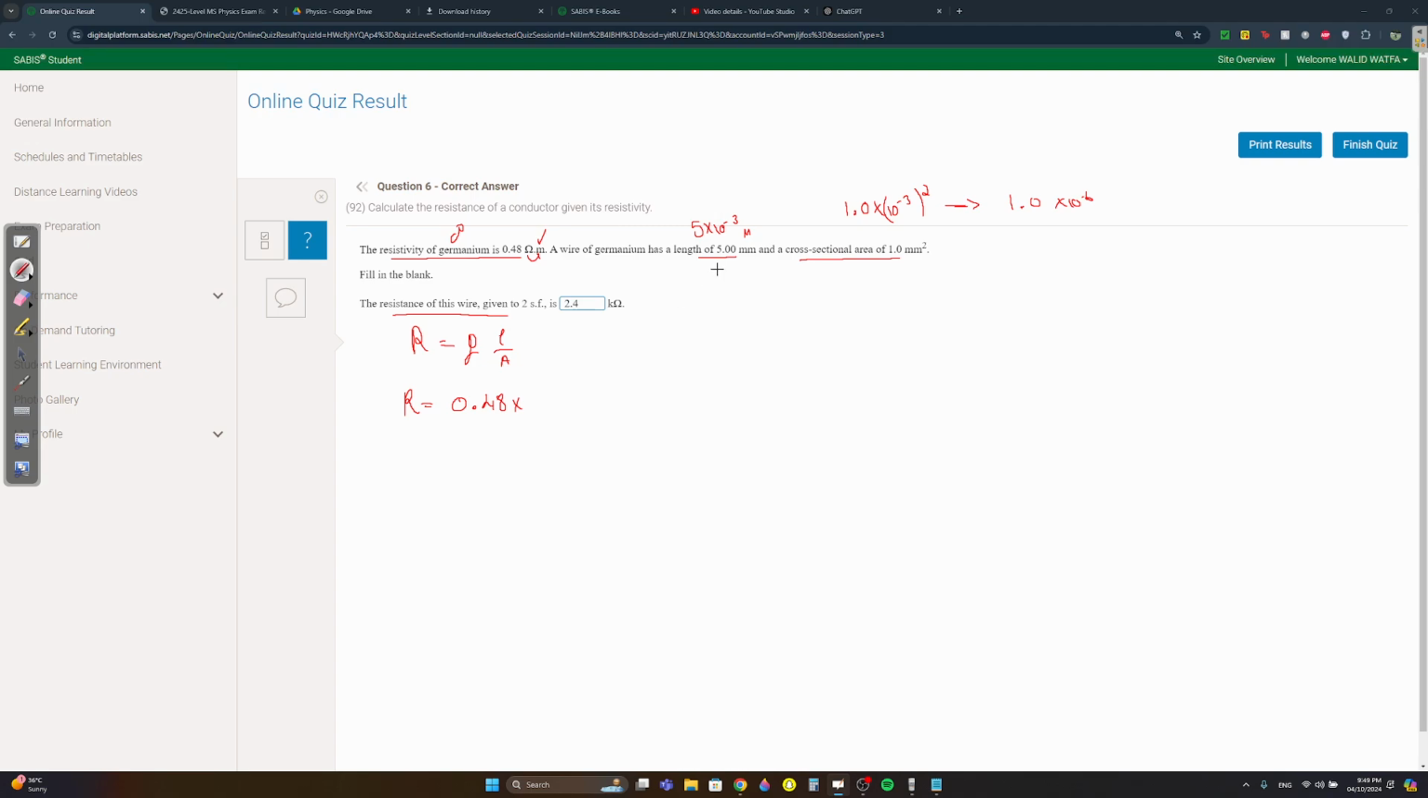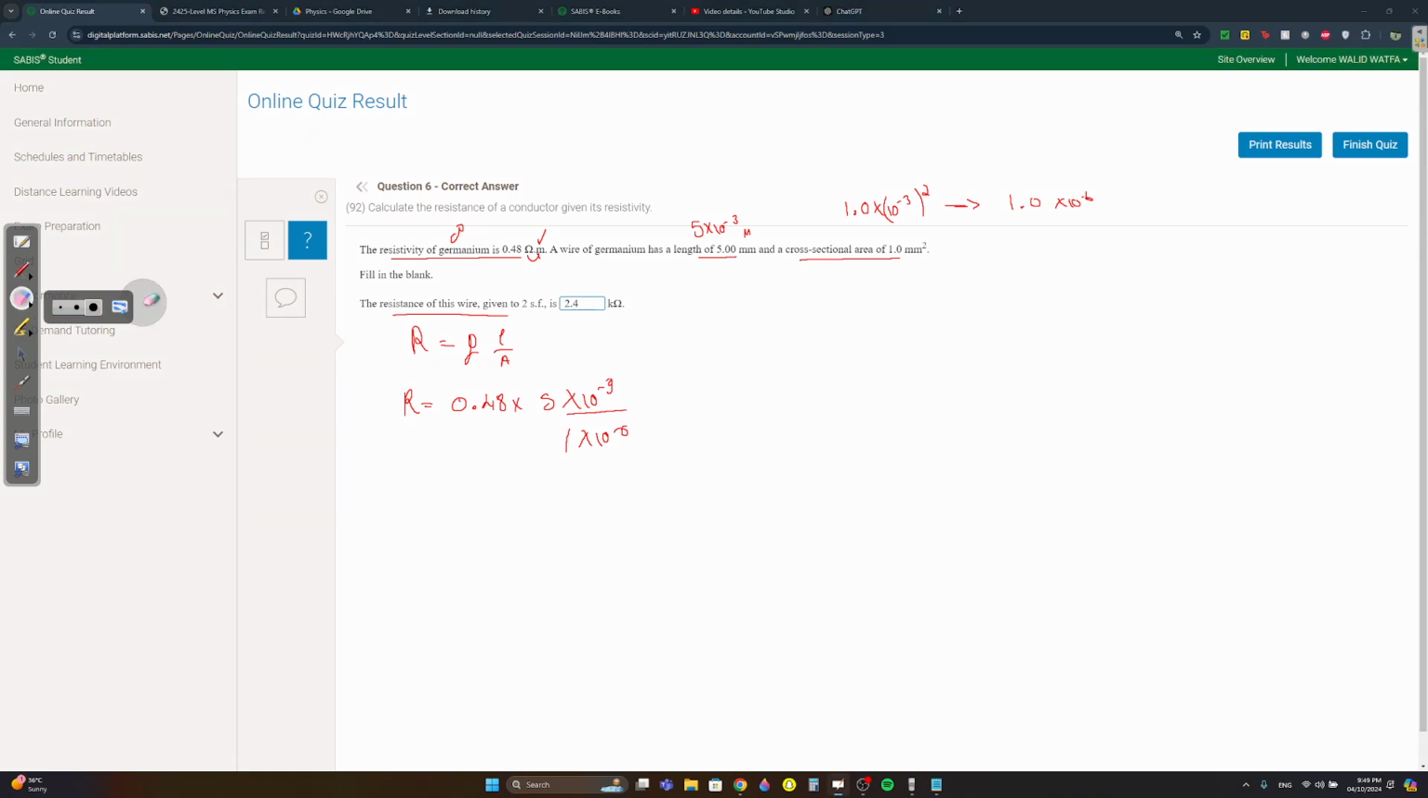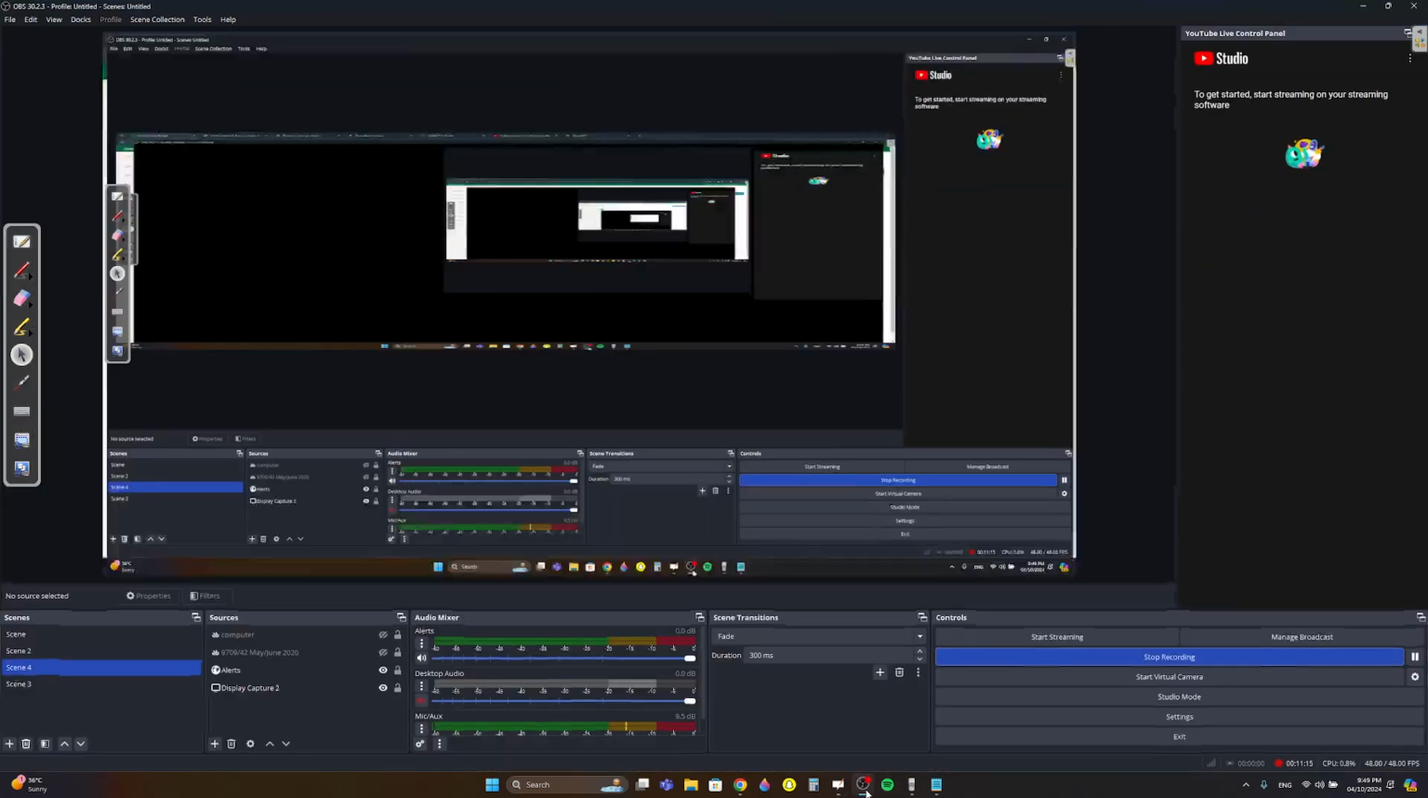So rho 0.48 times the length, which we said is 5 times 10 to the minus 3. The area is 1 times 10 to the minus 6. And you should get 2400, but they want it in kilo. Let's solve for 0.48 times 5 times 10 to the power of minus 3, over 1 times 10 to the power of minus 6. 2400, it's in kilo, right? So what do we do? 2.4. Thank you so much for watching, and good luck.